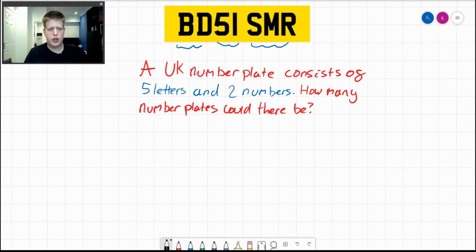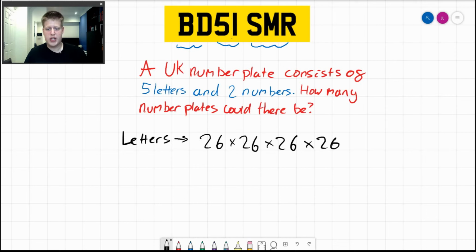To do this question, we need to separate the letters from the numbers, do them separately, and then combine them together for our final answer. So let's start off with the letters. How many ways are there to choose the 5 letters? There are 26 options for the first letter, and because we can have repetition, we just look at the 26 options for the second letter, the 26 options for the third letter, the 26 options for the fourth letter, and the 26 options for the fifth letter, which we know is 26 to the 5, because there are 26 options and we want to pick 5 of them with repetition.